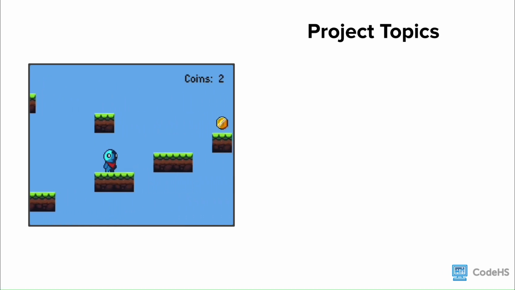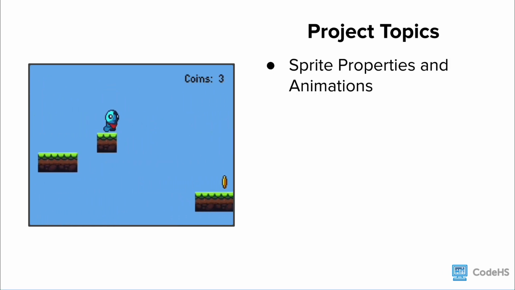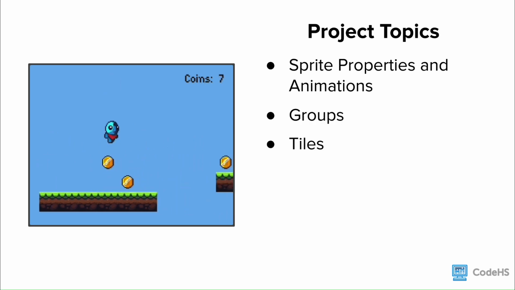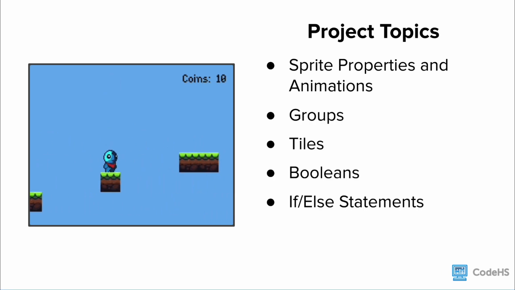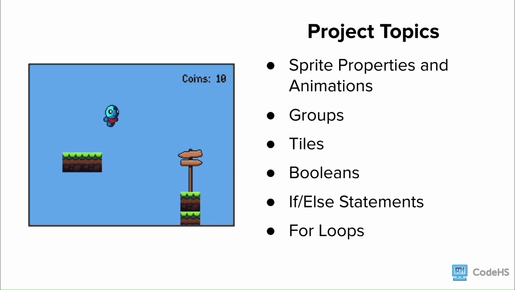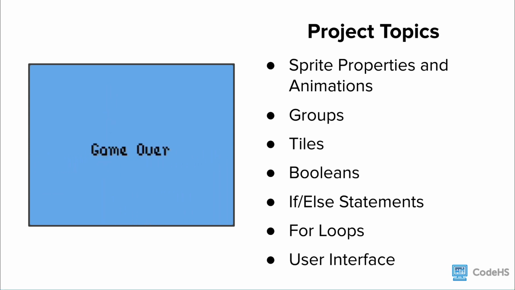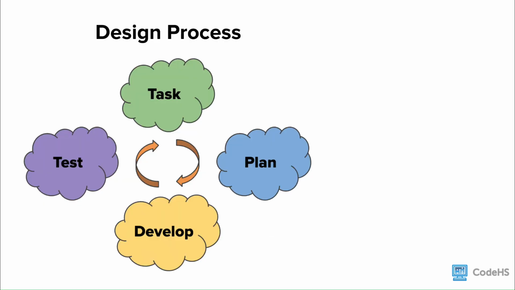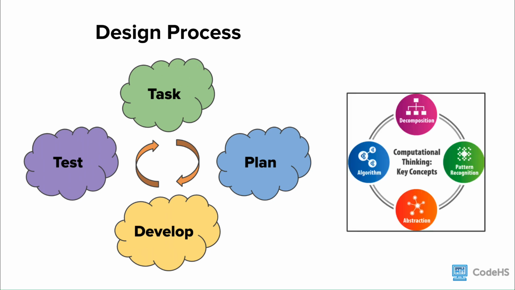Its development will include topics like sprite properties and animations, groups and tiles, booleans and if-else statements, for loops, and user interfaces. Throughout the project lessons, we will be guiding you through the 4 stages of the design process so that you can successfully apply your computational thinking skills, like decomposing the larger tasks into smaller tasks, and using patterns and pseudocode to plan for the algorithm development.